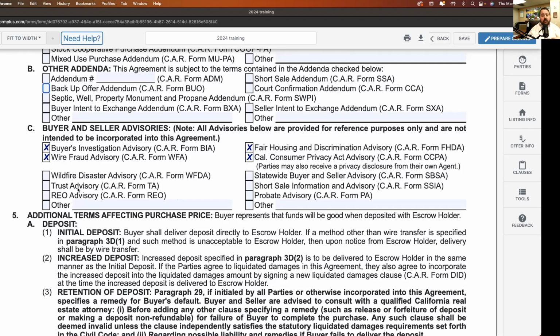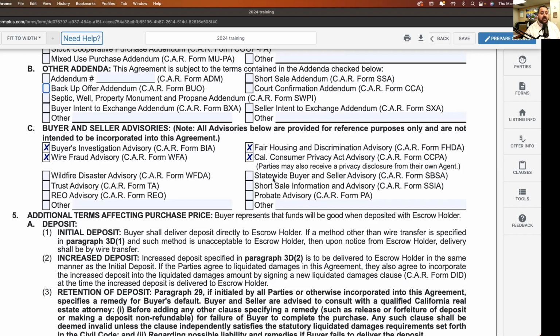Trust advisory is only required if we're writing an offer on a property that is a trust sale with the successor trustee as the principal. If it's the original trustees, the original owners that set up the trust, and they're still alive, that trust advisory is not necessary. It's only for the successor trustees, which means that the original trustees had either passed or are incapacitated and the successor trustee is taking care of it.